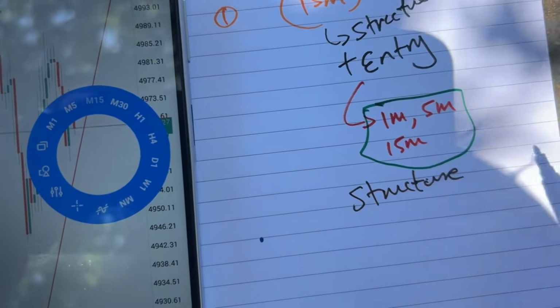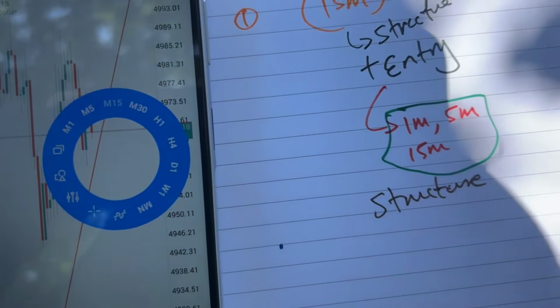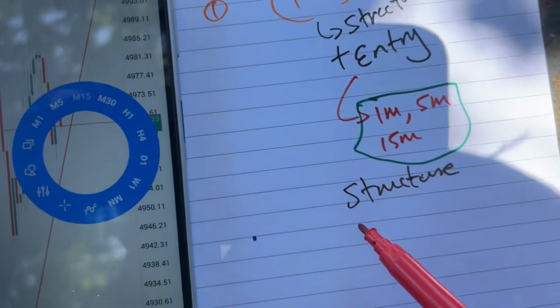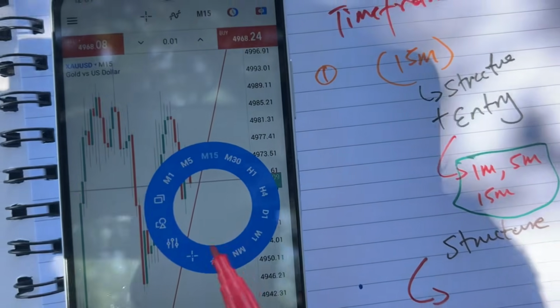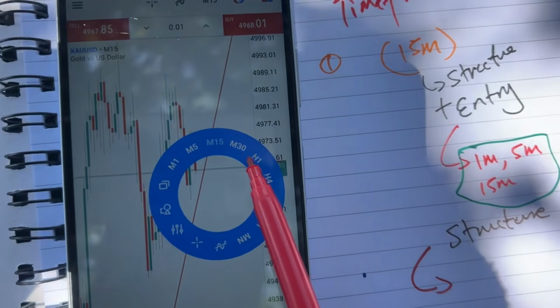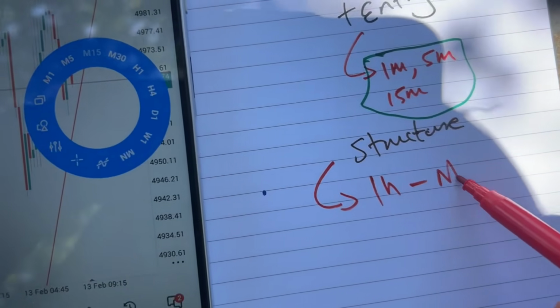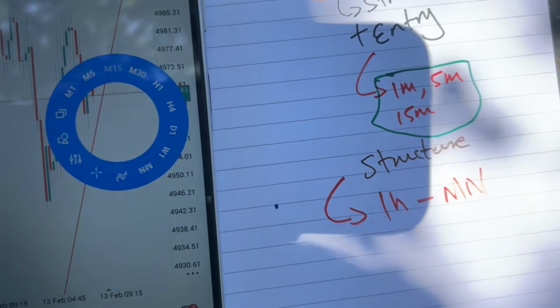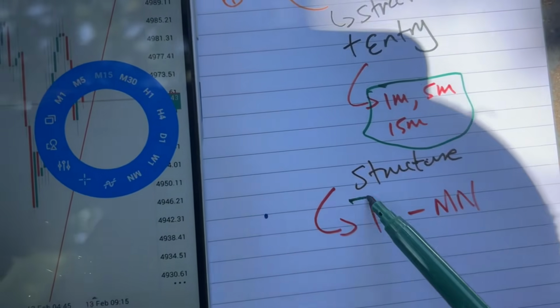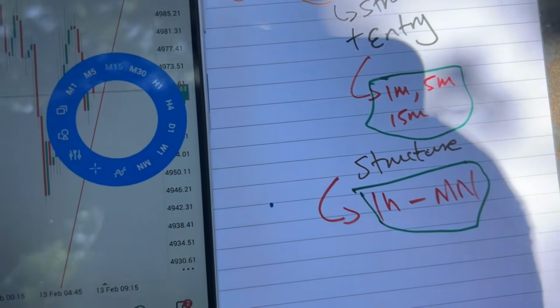All right, this time frame for structure. Let's look at this time frame here that you can use for structure. What time frame can you use to mark a structure? H1 to MN. H1 to MN. This is the time frame that you can use to mark a structure, not confirmation.